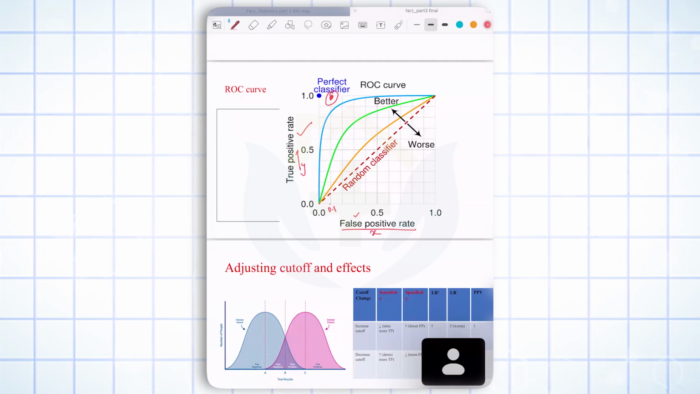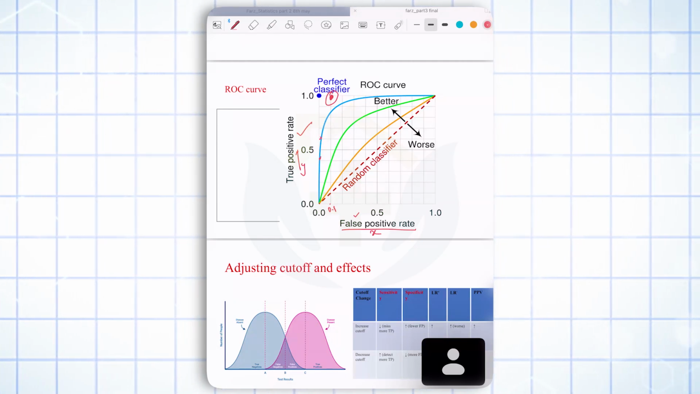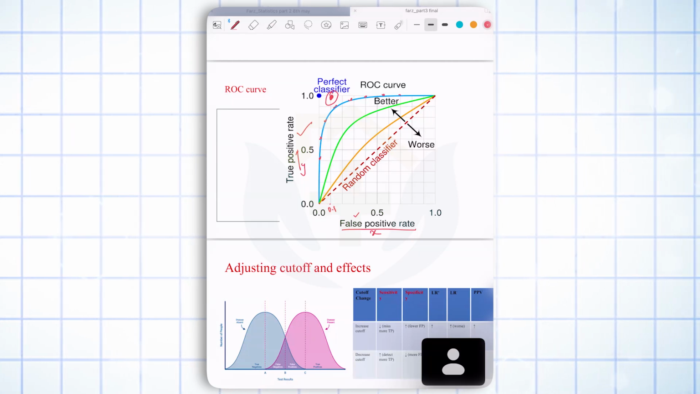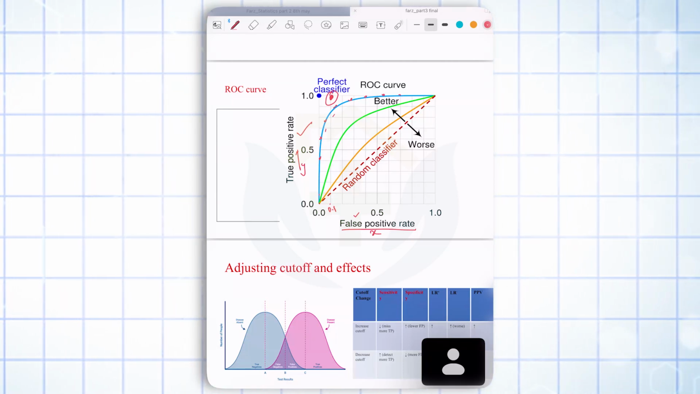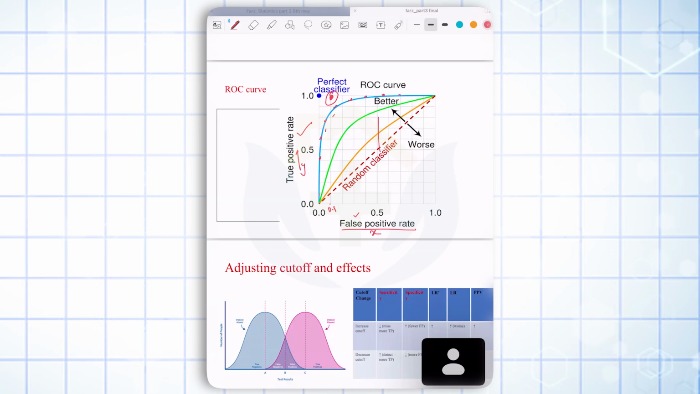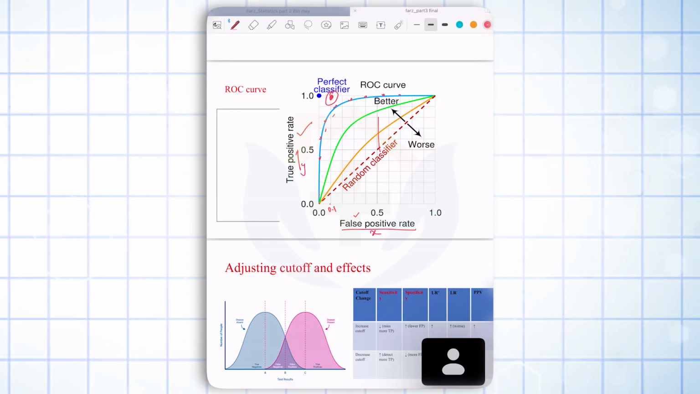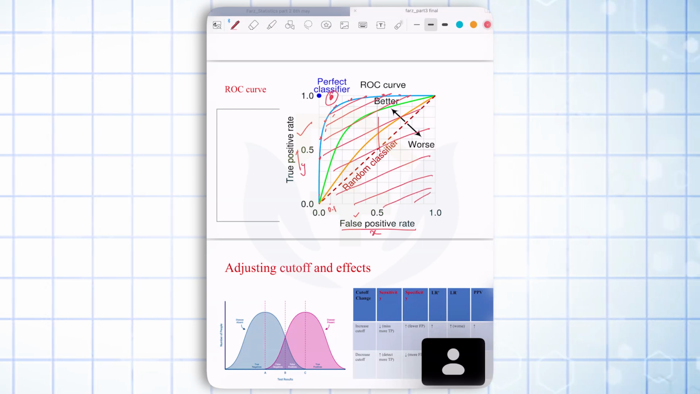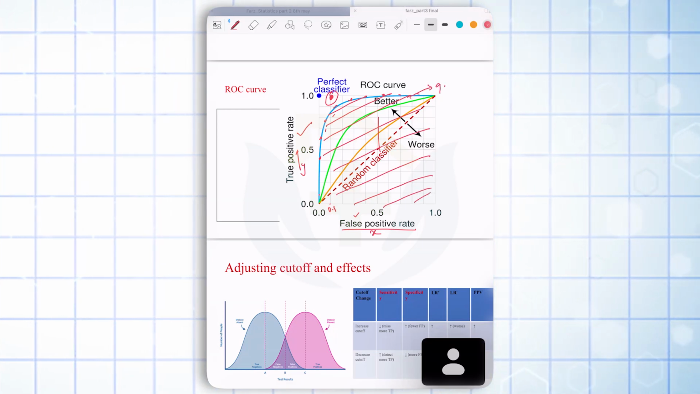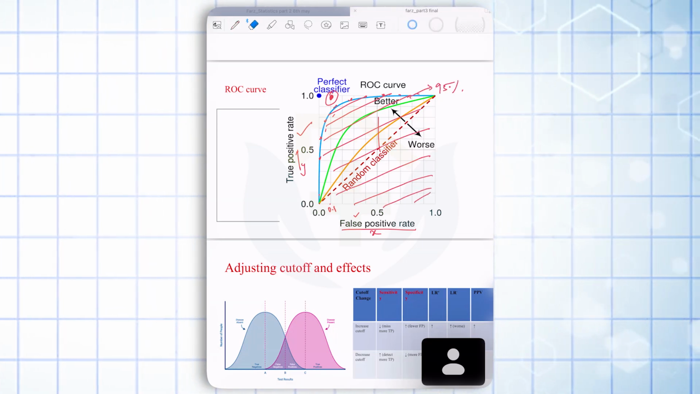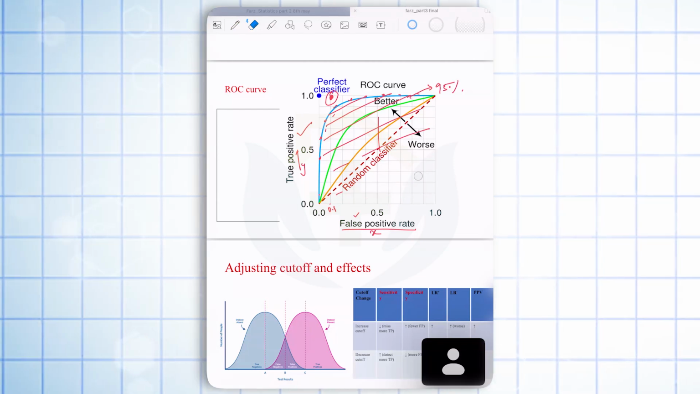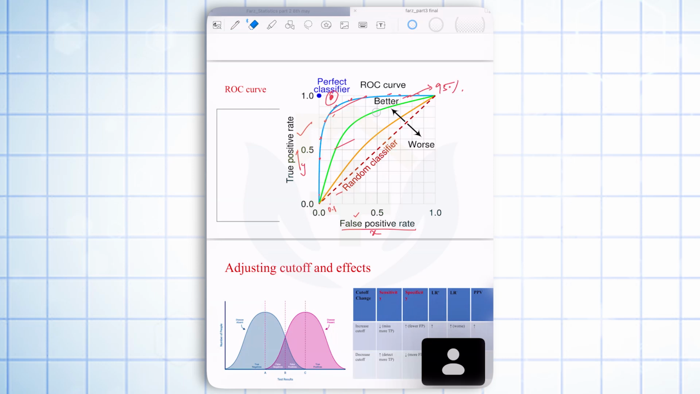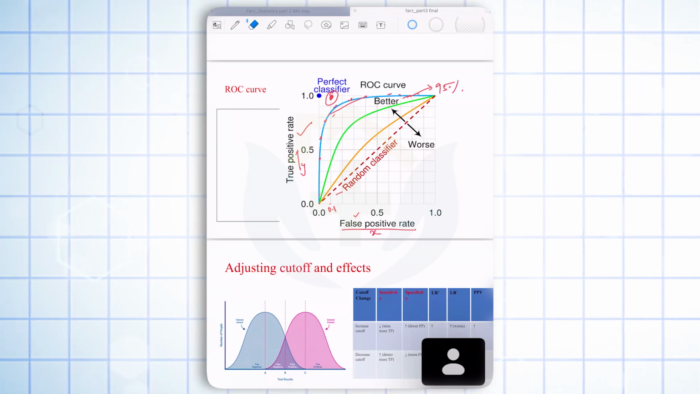So once you mark all these dots and connect them and draw a curve, you can see that the blue curve has the maximum area under the curve. It covers nearly 95% of the area under the curve, okay? So it means that with confidence, I can say that it is the best available test that you can use because it has 95% area under the curve.